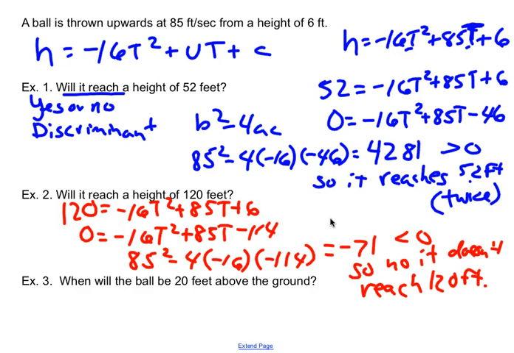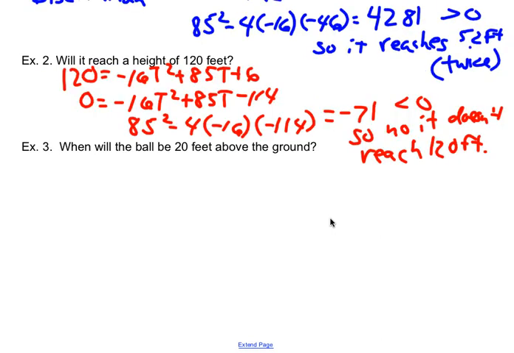So on these, when you're looking to see if it will reach that height, you're just doing the discriminant. If you get a discriminant of 0 or positive, it's going to reach that height. Now sometimes you'll be asked, when will it? Well, that's not a yes or no, that's actually a solve. So when it says when will it, you've got to solve.